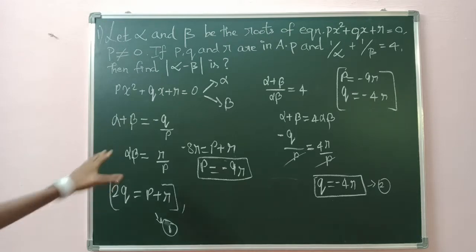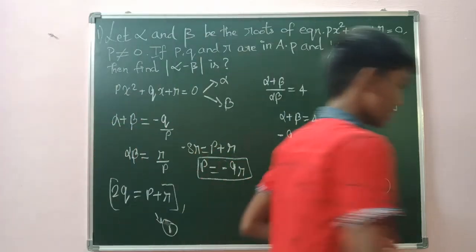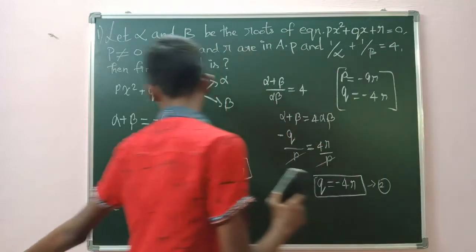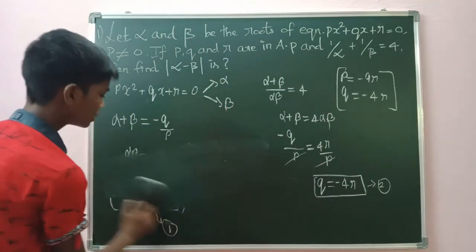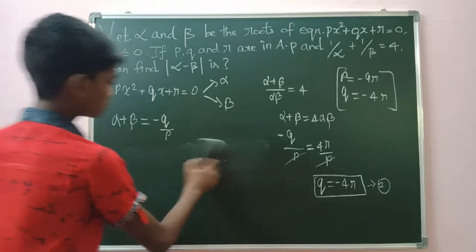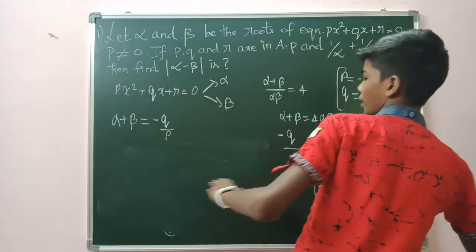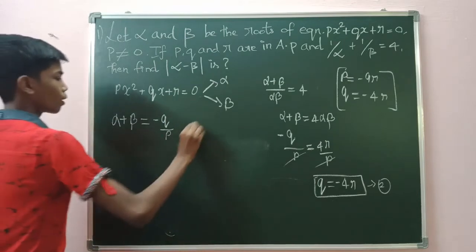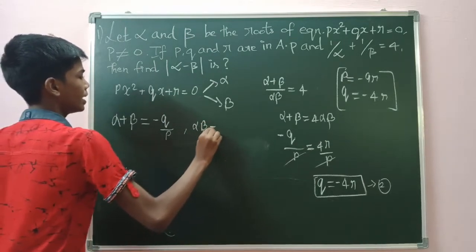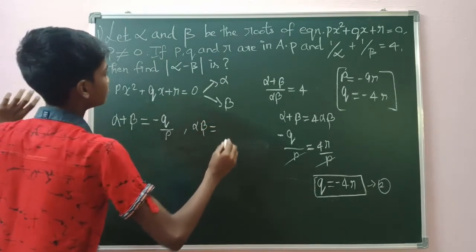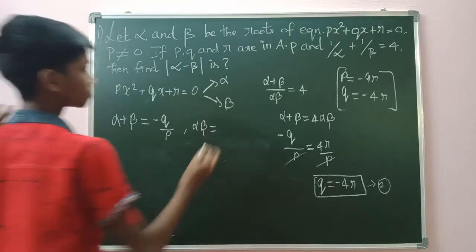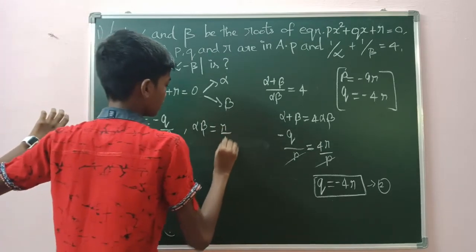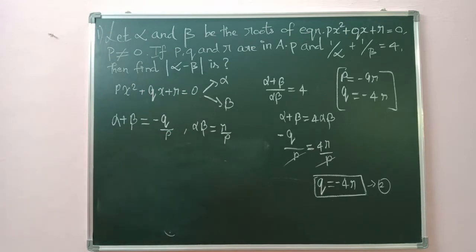Now let us come on to the sum and product of the roots. I will rub these because now it is not very important. As we know, the product of the roots is alpha beta, so the product of the roots is c by a. C by a will be r by p. That's all.